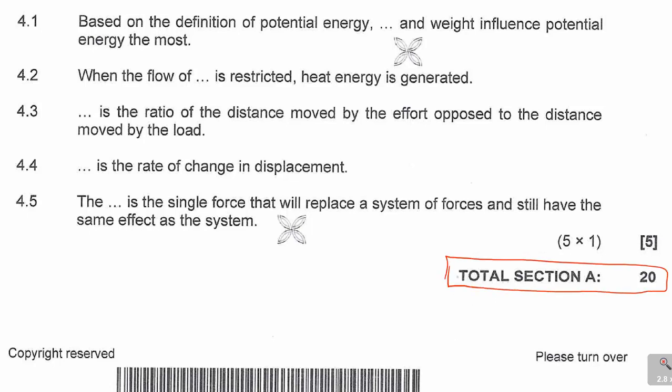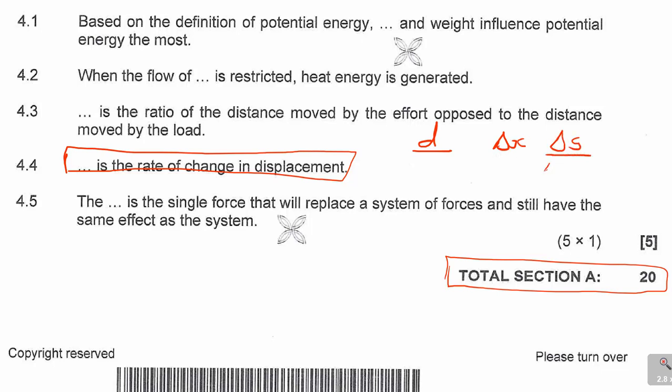A good chance, because these are more like one word. They can be tricky, but in a way you can get such. Mostly it's definitions. For example, it says blah blah blah is the rate of change of displacement. So what is this? Displacement, change in s, over change in time. What is that? Distance over time, remember, is velocity.